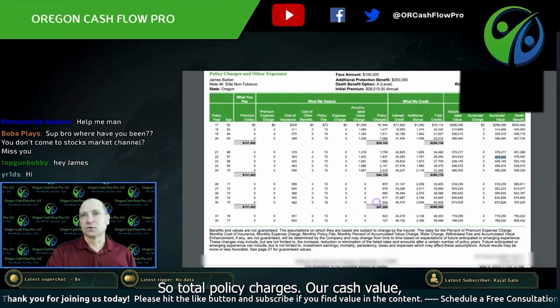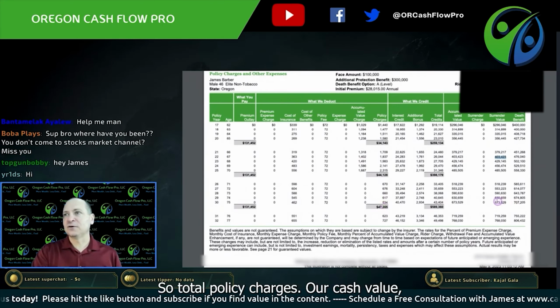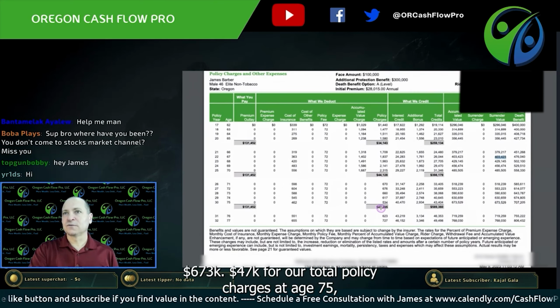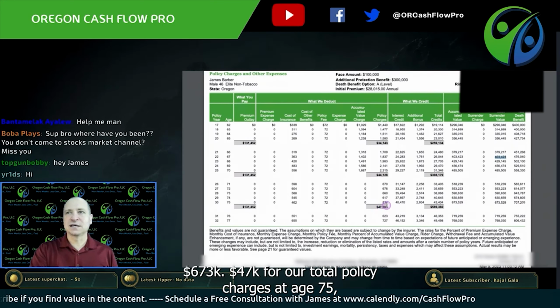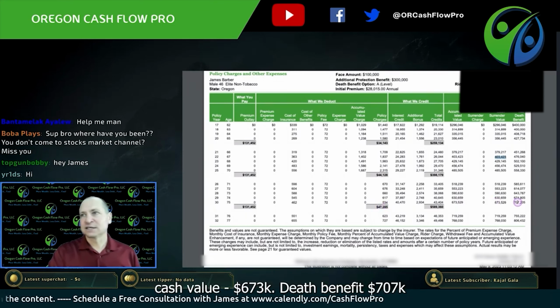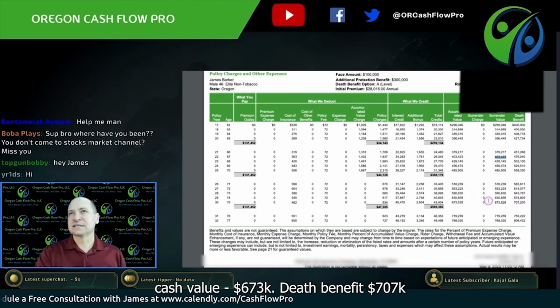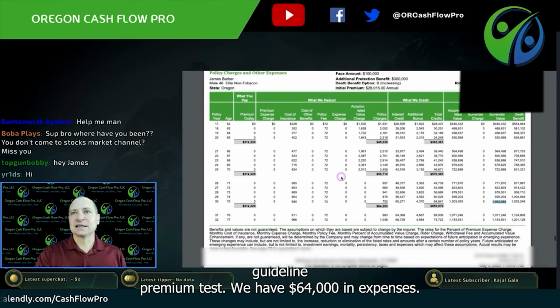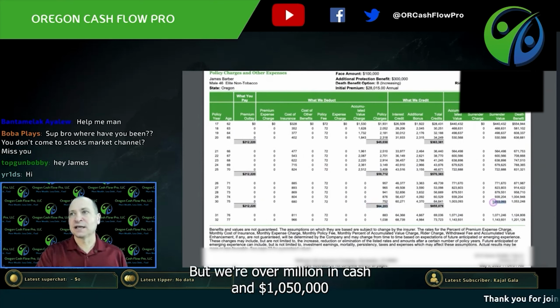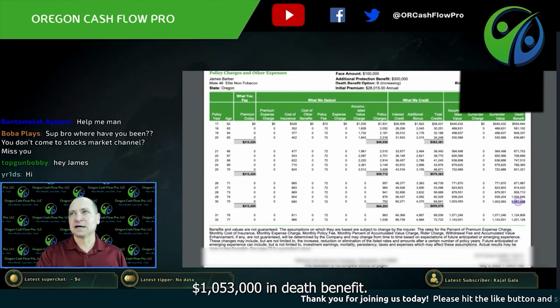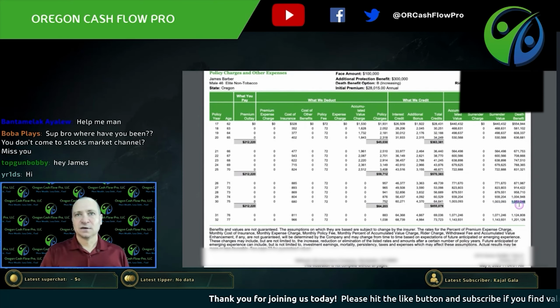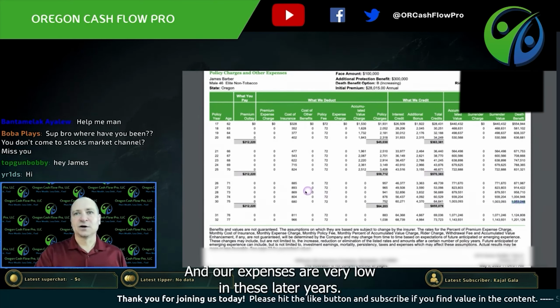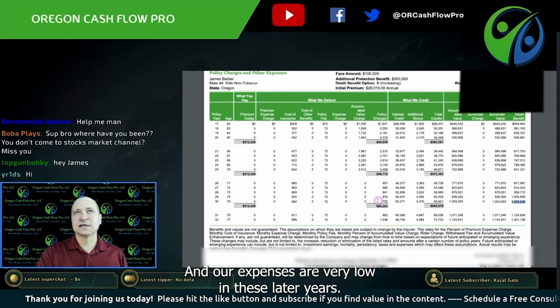All right. So total policy charges, $47,000 for our total policy charges at age 75, cash value $673,000, death benefit $707,000. With the increasing death benefit design, guideline premium test, we have $64,000 in expenses, but we're over $1 million in cash and $1,053,000 in death benefit. That's looking pretty good. And our expenses are very low in these later years.